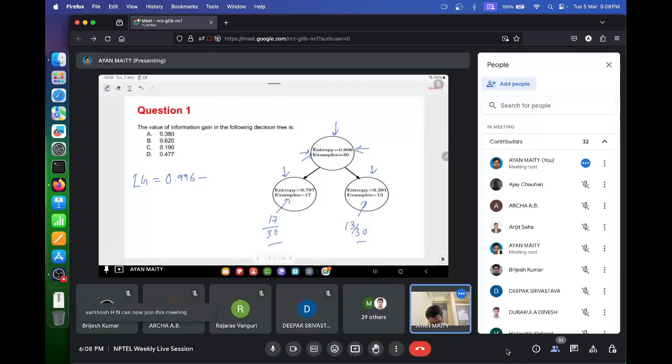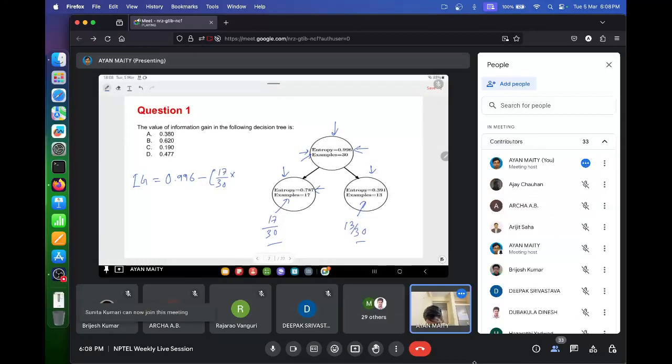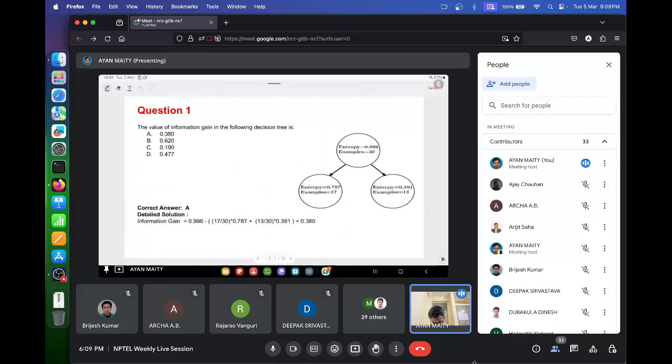So here it will be 17 by 30 into the entropy of this node, which is 0.787, plus the weight of the right subtree into the entropy of the right subtree, which is 0.391. This is the formula that you have to use to find out the information gain of this split. And if you compute this, it will come out to be option A, which is 0.380.